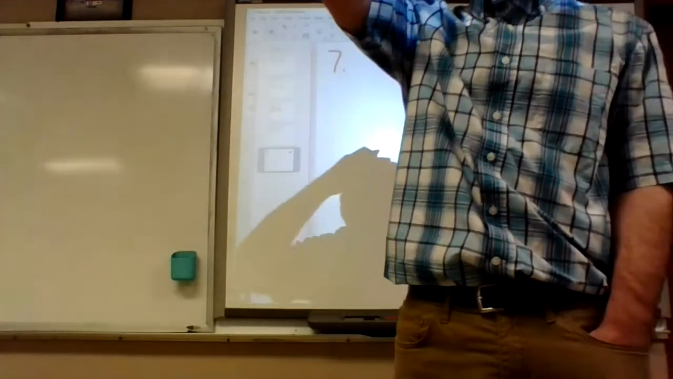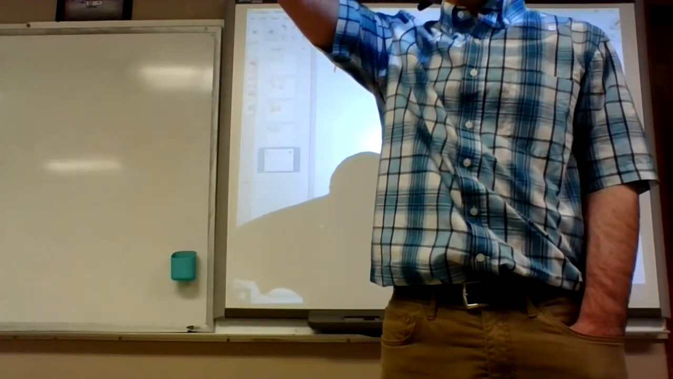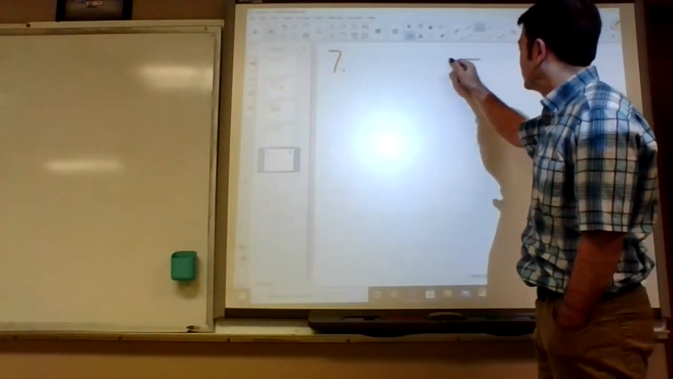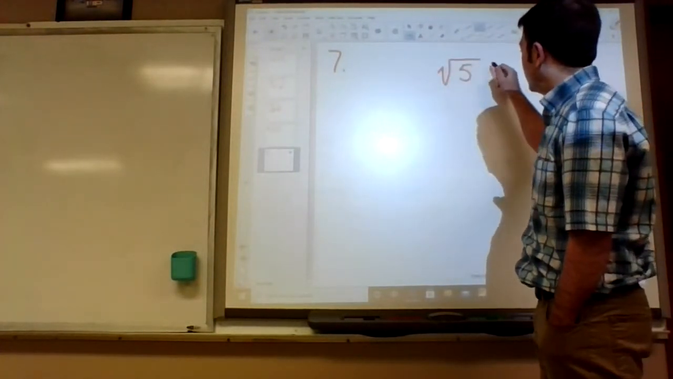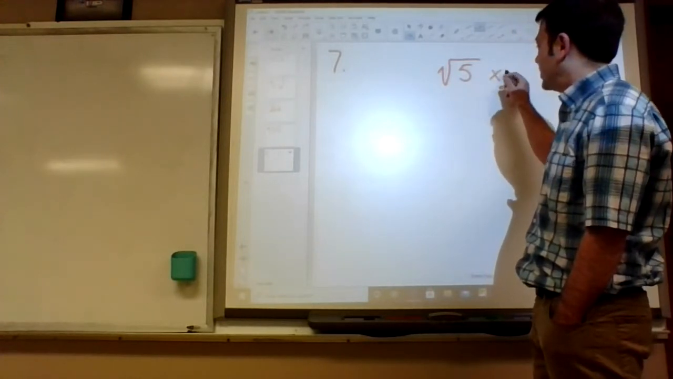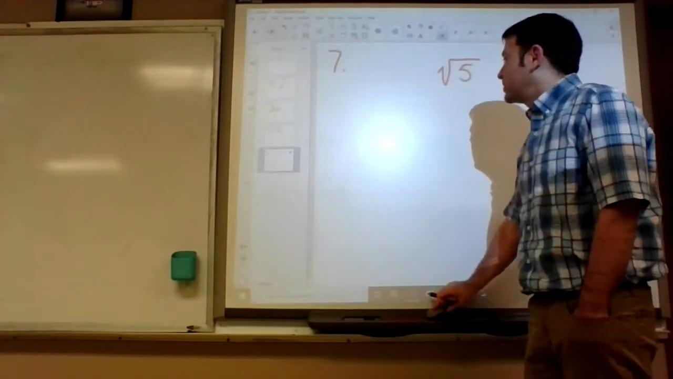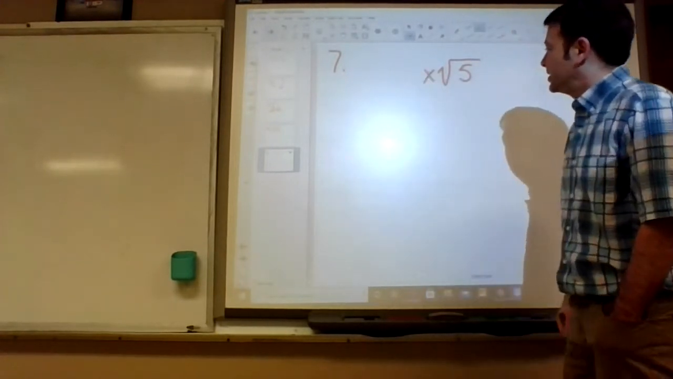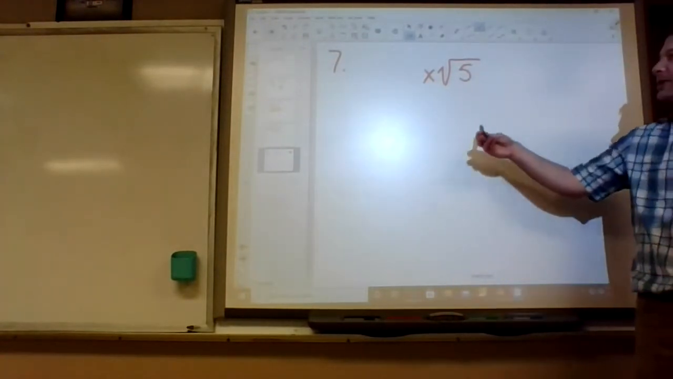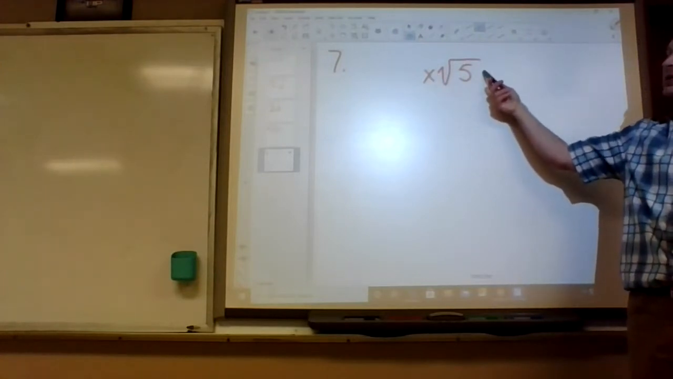On number 6, the first term should be written as x square root of 5. Why should it not be written as square root of 5x? Because it's not a like term. The x is not under the square root, and if you write it at the end, it looks like it might be. Normally we put the numbers in front, but in this case we put the x in front because if you put it back here, it looks like it's under the square root.